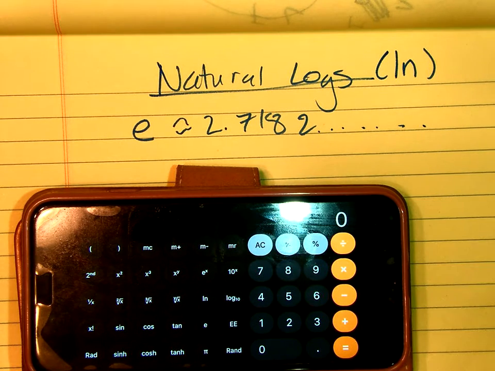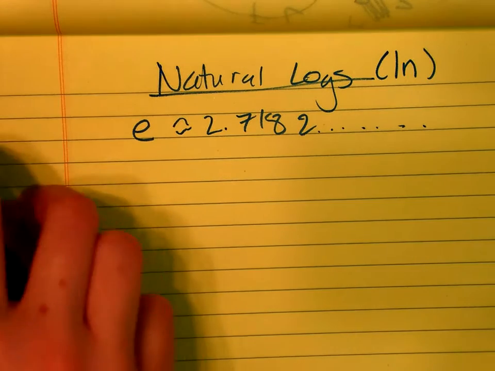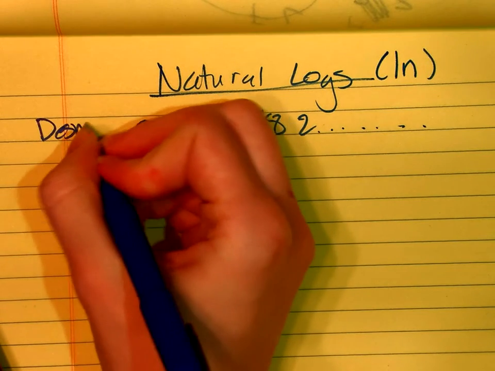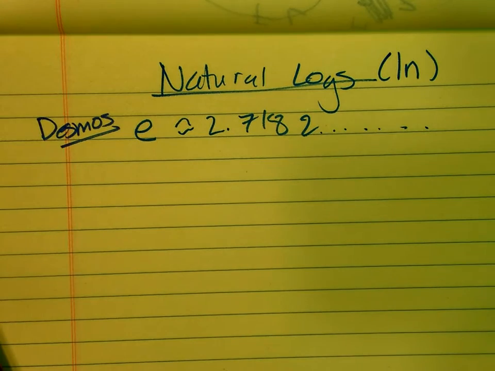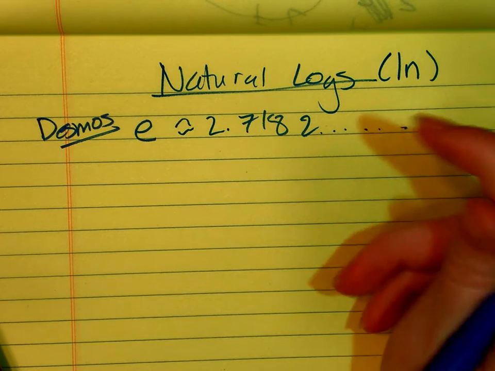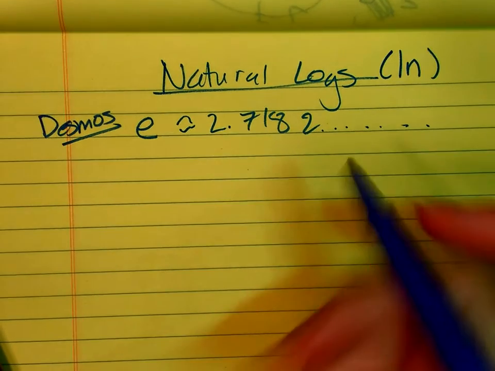So you can use your phone calculator for e. Another good place to go is Desmos if your phone calculator isn't cooperating with you. Desmos, I have a link on Google Classroom under Remote Learning Resources where you can use Desmos to be able to use e. So let's actually do some problems with it.